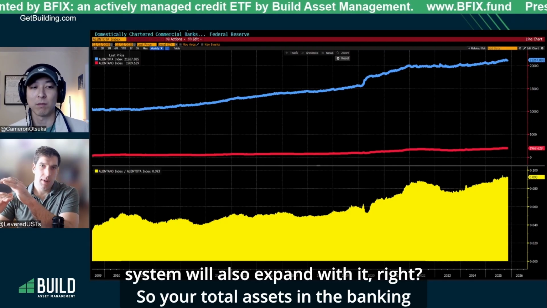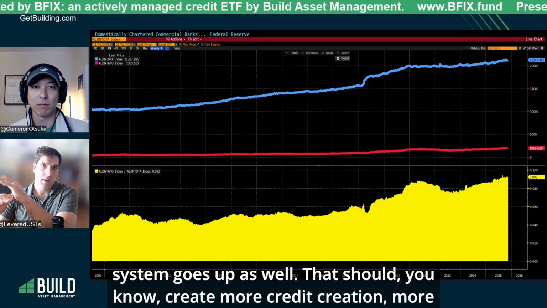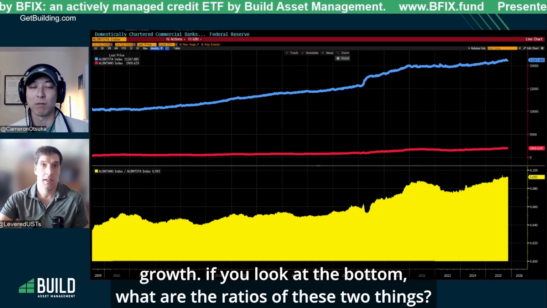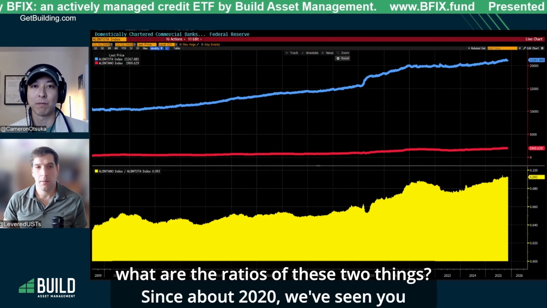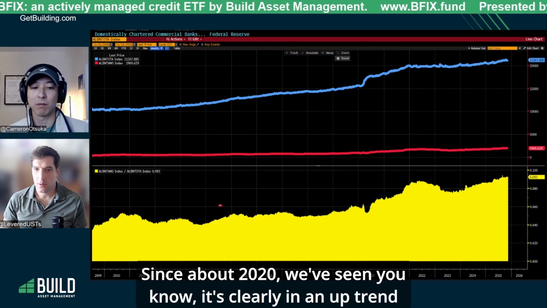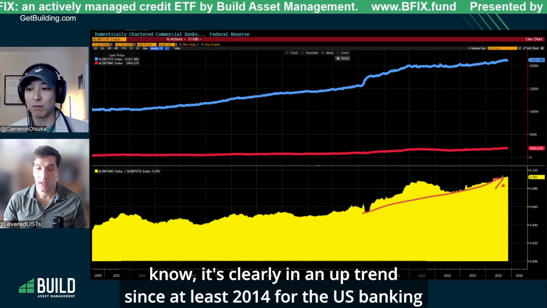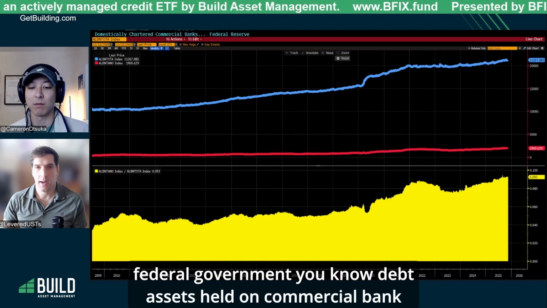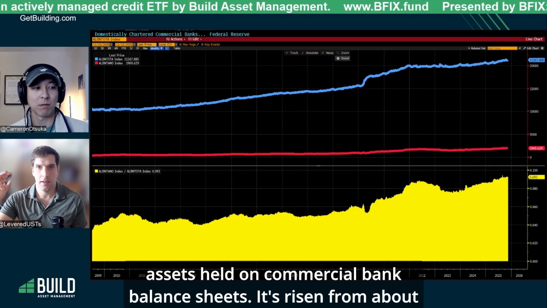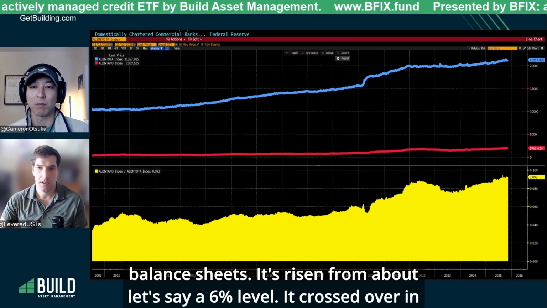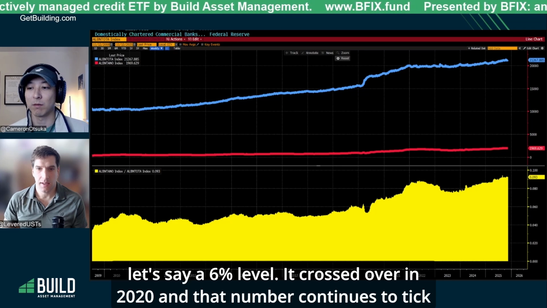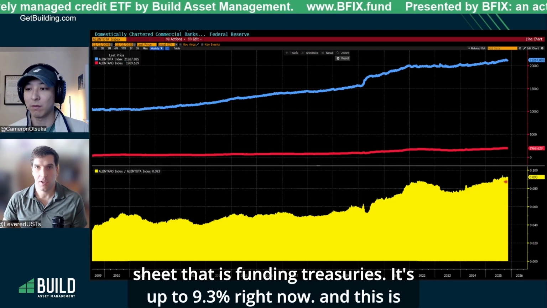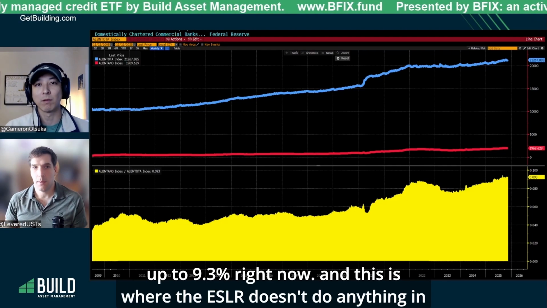Your top line of credit in the banking system will also expand with it, right? So your total assets in the banking system goes up as well. That should create more credit creation, more money supply, right? That's the M2 growth. If you look at the bottom, what are the ratios of these two things? Since about 2020, it's clearly an uptrend since at least 2014. For the U.S. banking system as a whole, the composition of these federal government debt assets held on commercial bank balance sheets has risen from about, let's say, a 6% level. It crossed over in 2020, and that number continues to tick up. You see the trend on the chart in terms of the share of the bank's balance sheet that is funding treasuries. It's up to 9.3% right now.